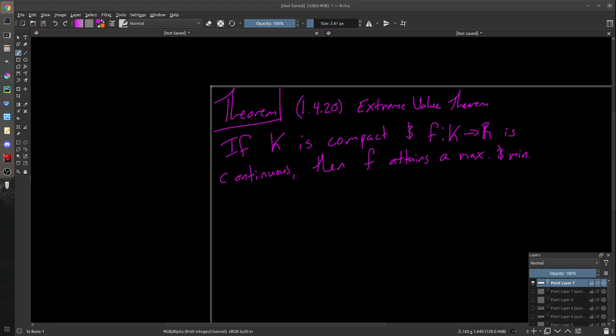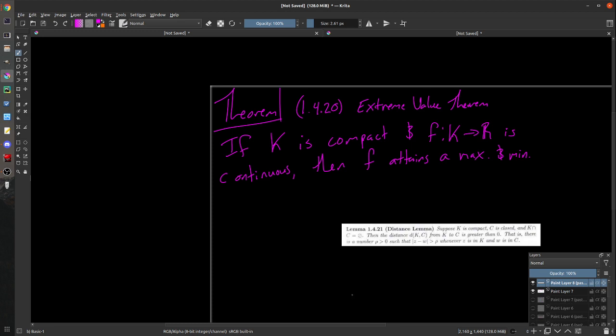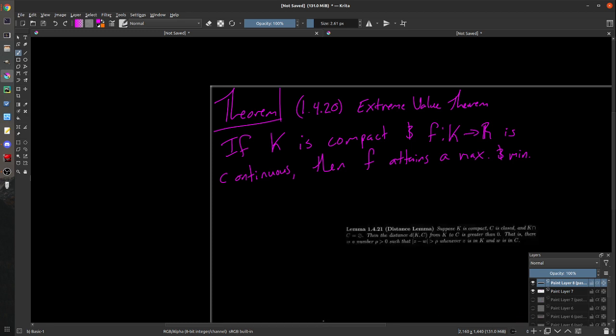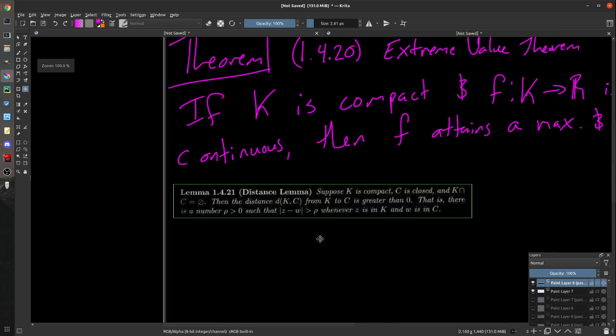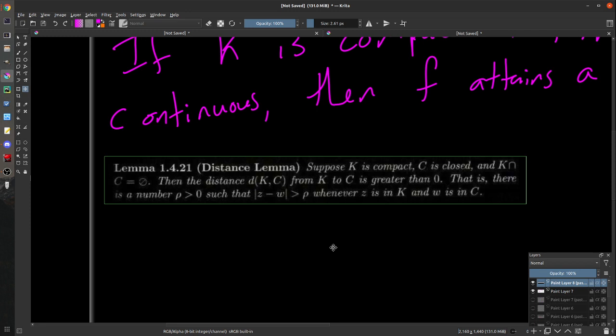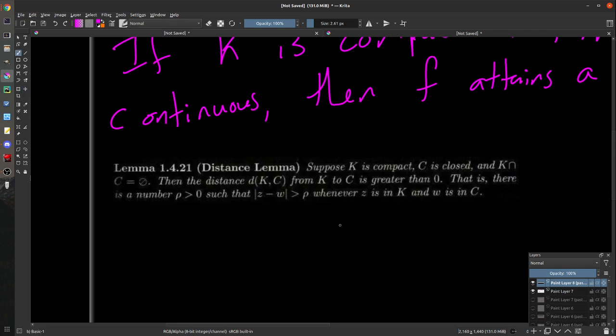Another thing that we'll need later on is the distance lemma. This lemma I will just copy and paste because we need to move on a little faster. The distance lemma says that if K is compact, C is closed, and K intersect C is empty, then the distance from K to C is greater than 0. So the distance from a compact set to a closed set, if they're disjoint, has to be positive. They can't be right on top of each other.